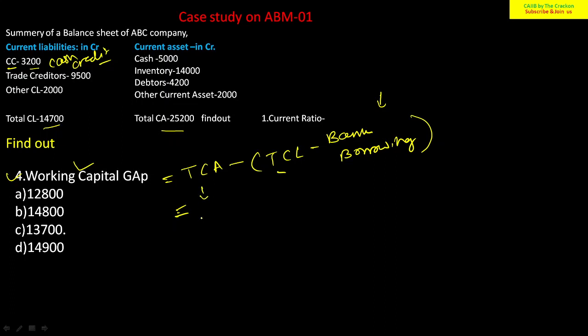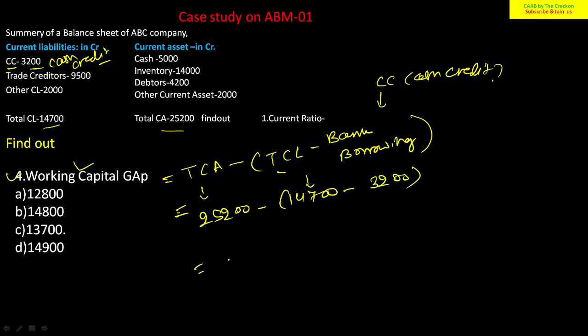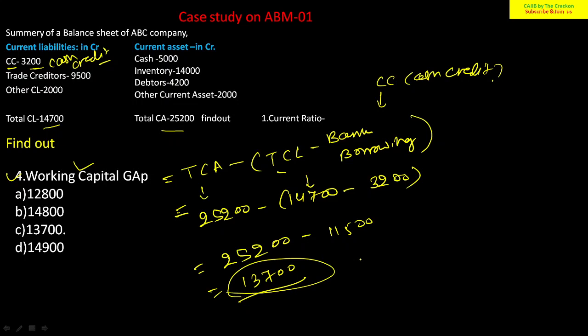So here we will write total current asset, 25,200, minus total current liability, 14,700. Hopefully you are getting whatever I am telling you, right? So bank borrowing, let me tell you what the bank borrowing is here. This is cash credit, CC, right? Cash credit, right? So what is the value for this? That is 3,200. So here we are subtracting this, and how much are we getting here? 11,500, and the final value we'll get by solving this is 13,700. So this is the answer.